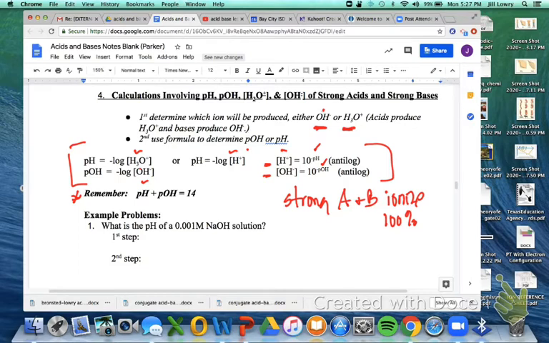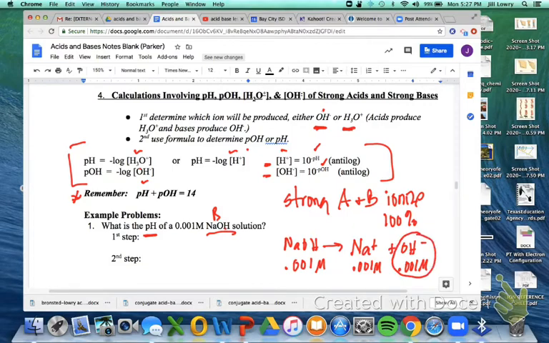All right, so let's try this. What is the pH of a 0.001 molar sodium hydroxide? Sodium hydroxide is a base because it has my hydroxide, and it's strong, so it's going to ionize 100%. That means if this is 0.001 molar, then this is 0.001 molar, and this is 0.001 molar. We did that earlier when we were doing our solutions and talking about concentrations. So my first step, I want to find my pH. This is a base, so I have my hydroxide. I cannot find my pH directly, so the first thing I have to do is find my pOH.